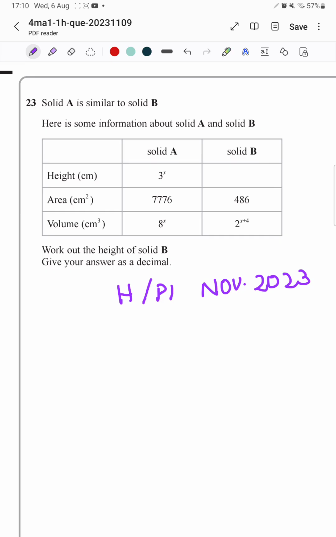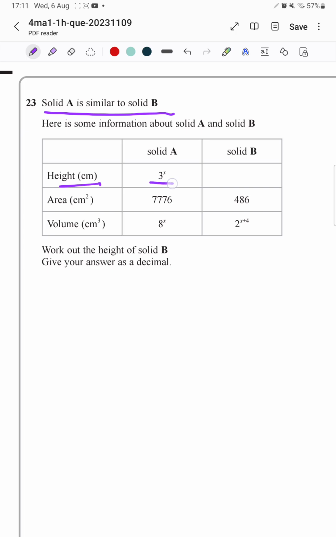In this video, I am going to discuss the last two questions of the higher tier math paper for November 2023 Pearson Edexcel IGCSE. So the first question here is question number 23, and this question is based on similar shapes. There are two solids, solid A and solid B. The height of solid A is given as 3 to the power of x, and the height of solid B we have to find out.